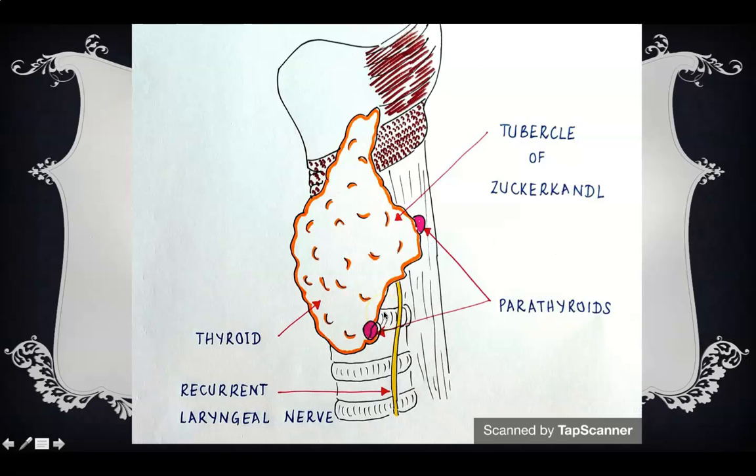Now, the importance of this tubercle of Zuckerkandl is not important for you at UG level, but if you can, please remember this: the recurrent laryngeal nerve runs medial to it. That is the applied aspect and surgical importance of this. And the superior parathyroid gland is usually attached to the cranial aspect of the tubercle of Zuckerkandl.